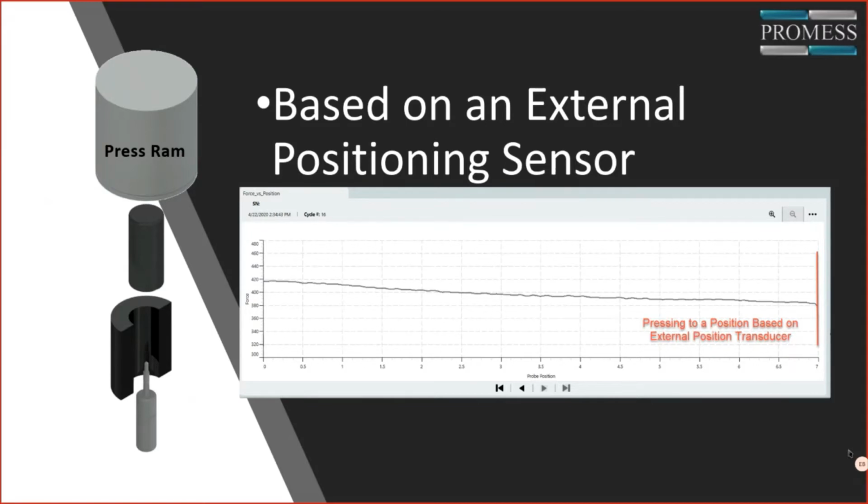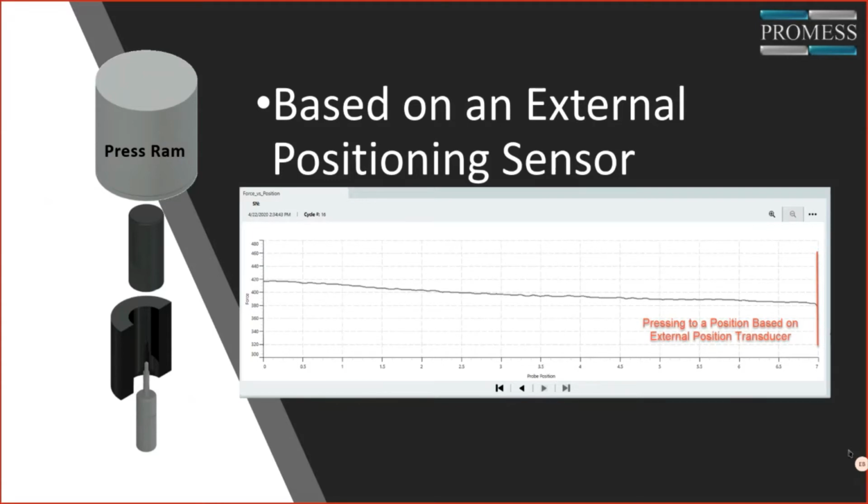Pressing based off feedback from an external position sensor allows you to press to a critical dimension within the part using that external sensor. This method takes away machine deflection. It also gives you better feedback about the part relative to the part housing or critical dimension within that part.